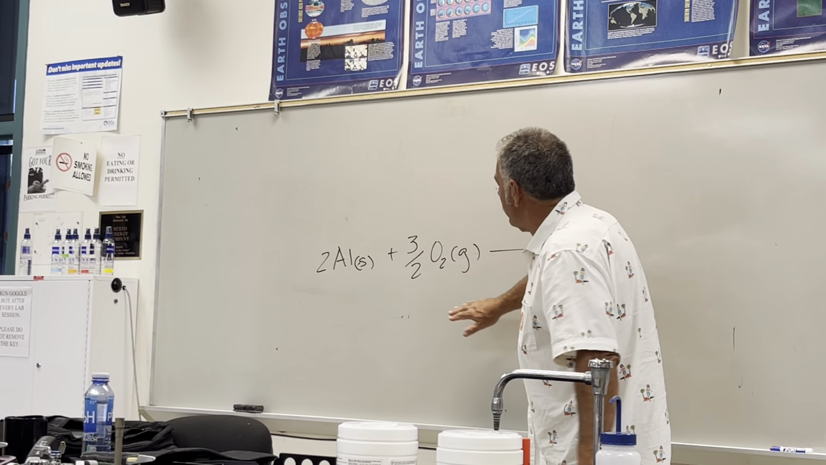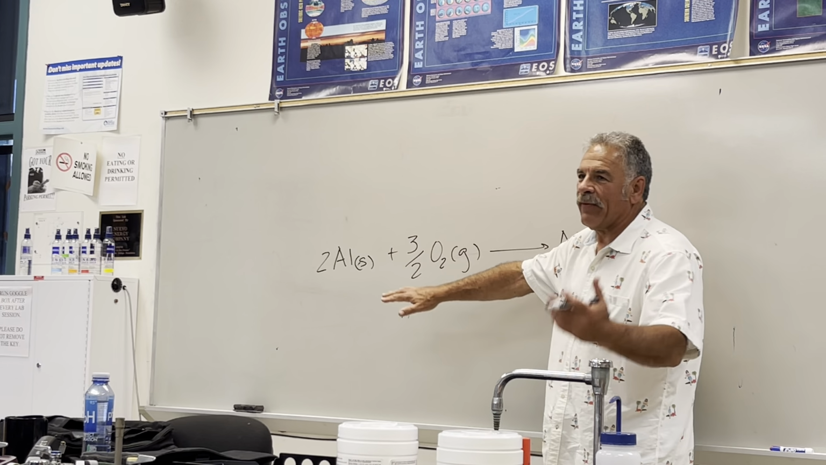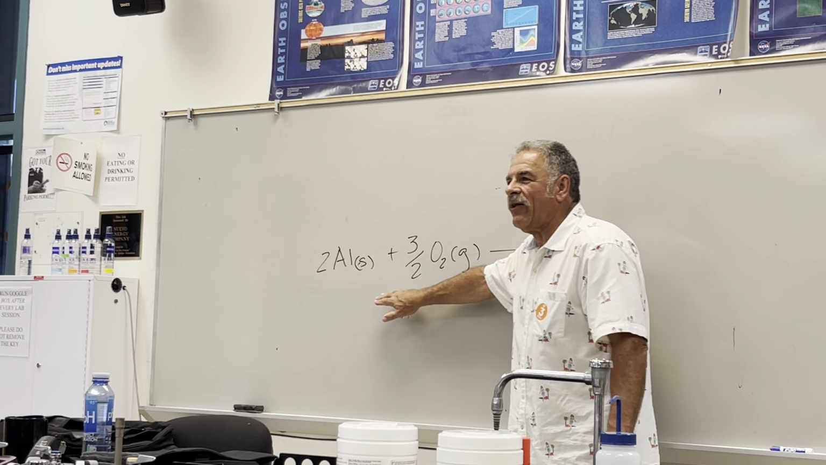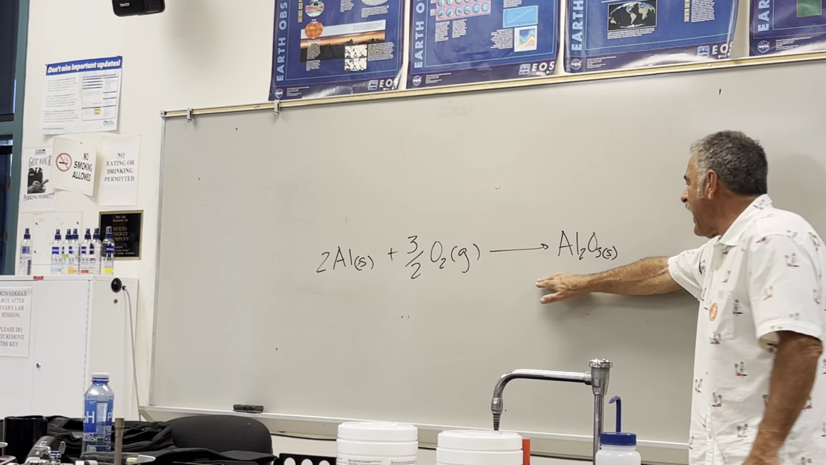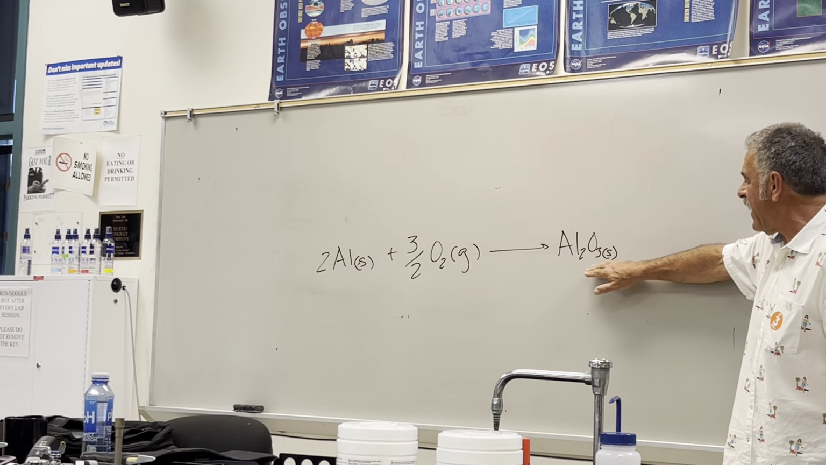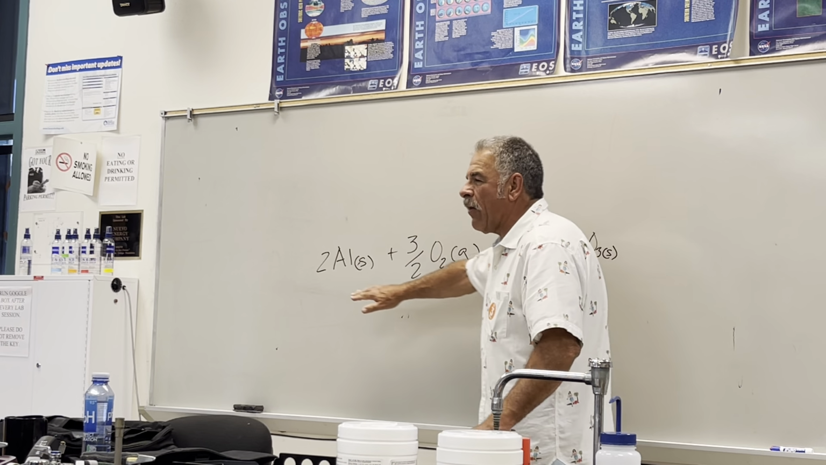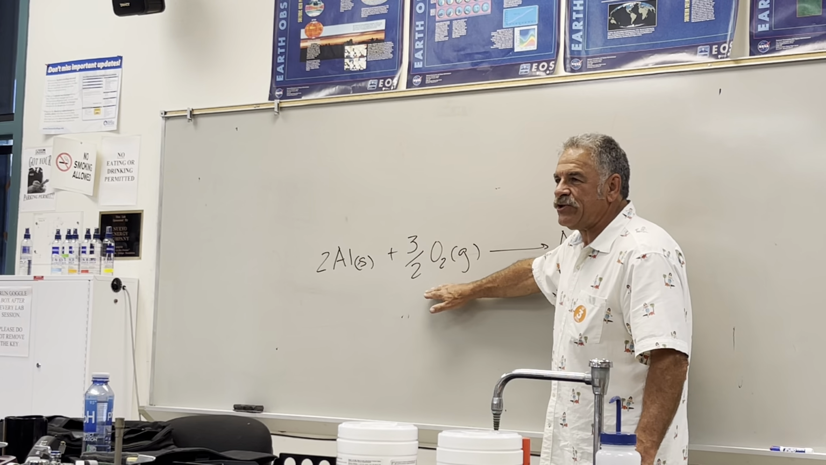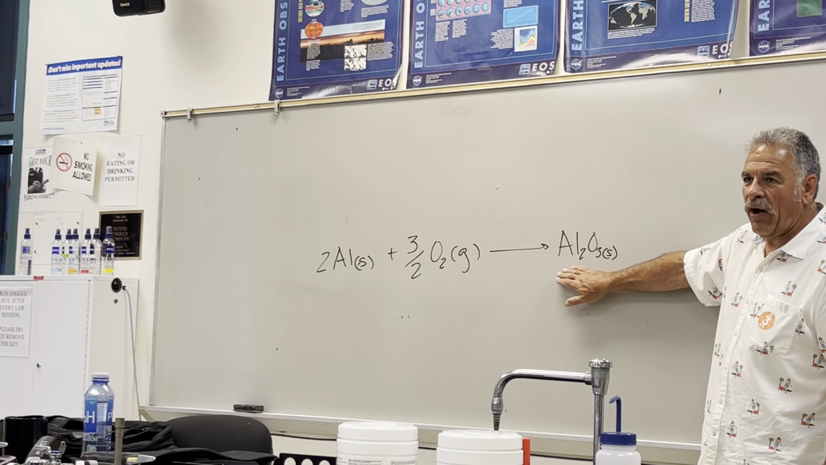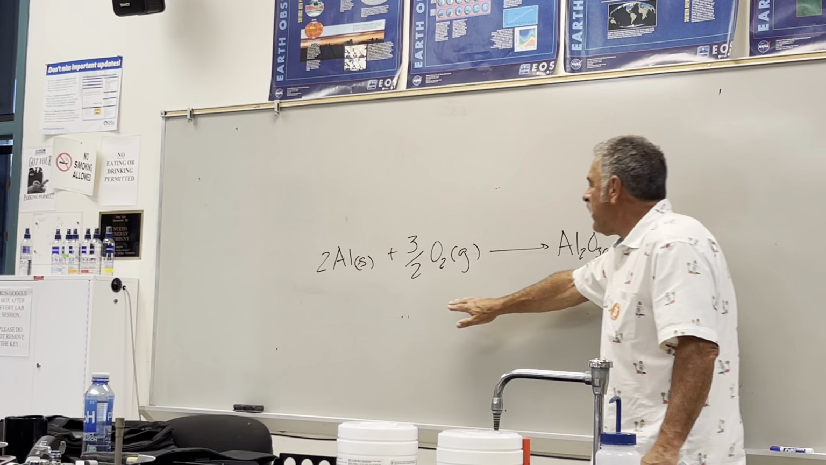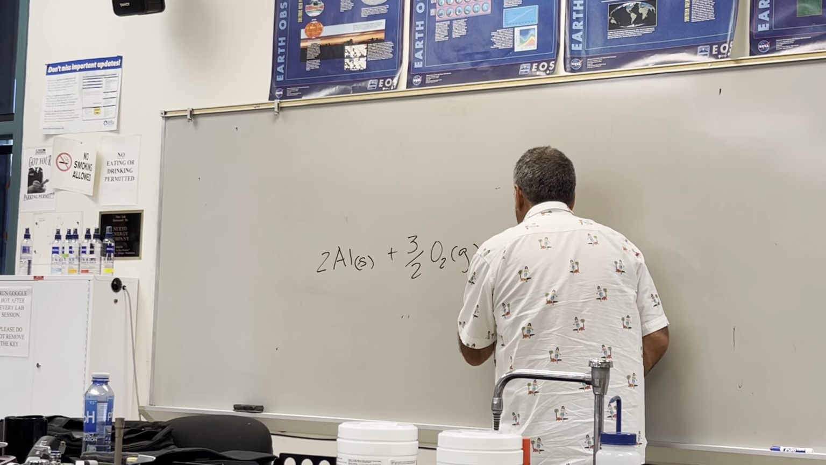When we look at this, we're used to seeing two aluminum solids plus 3/2 O2 gas yields Al2O3, aluminum oxide solid. So what we're doing here is taking the elemental form of each of the two reactants, combining them to make a product, right? When we do this, we have a delta H of formation.